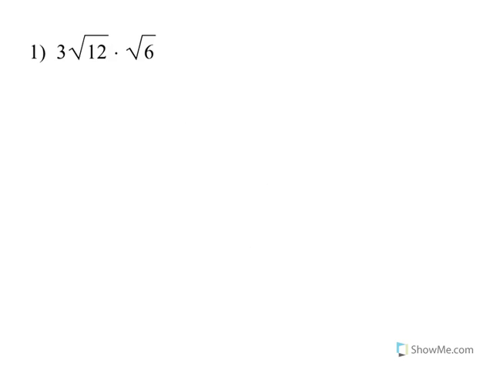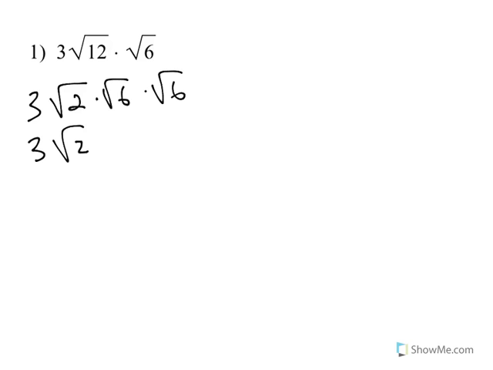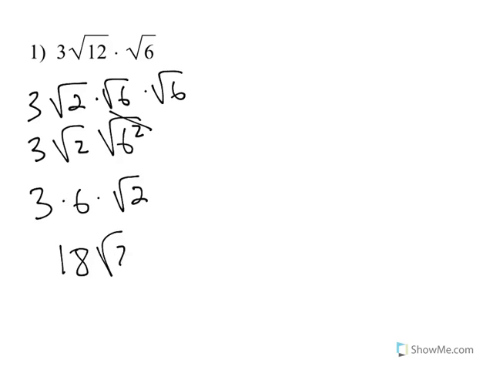Okay, so for number 1 we have 3 radical 12 times radical 6. Well, we see that radical 12 is the same as radical 2 times radical 6 and times another radical 6. So this gives us 3 times radical 2 times radical 6 squared. But the radical does cancel out, so this is 3 times 6 times radical 2. So then the answer is 18 radical 2.